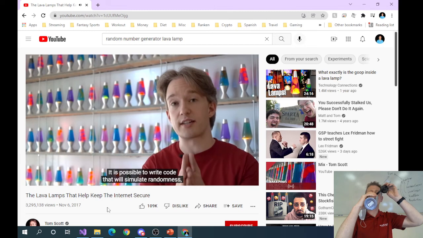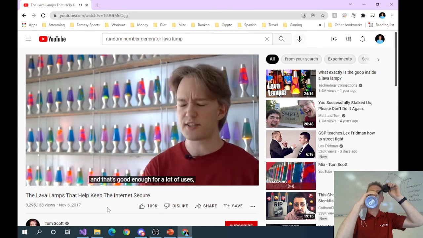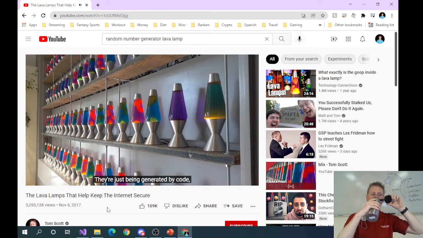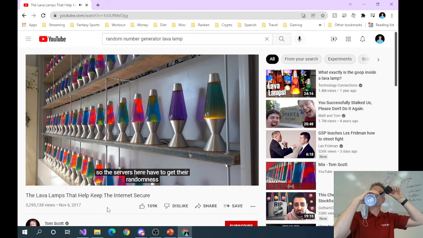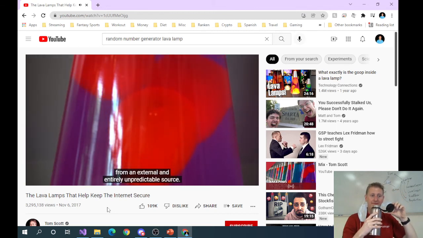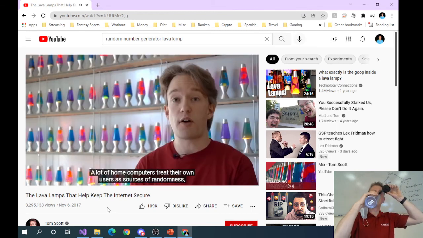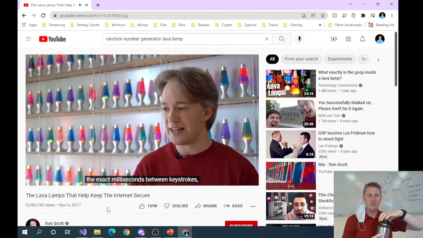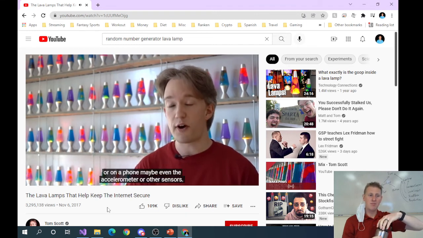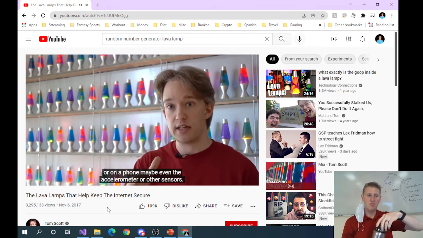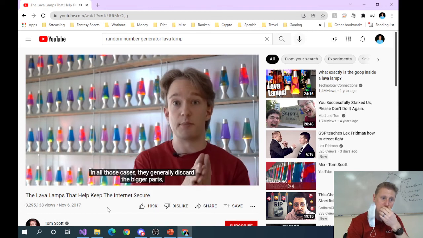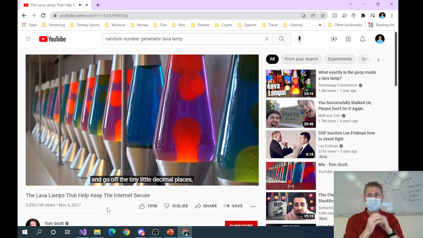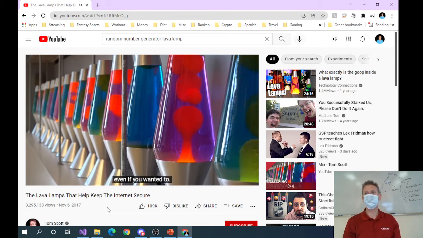It is possible to write code that will simulate randomness, and that's good enough for a lot of users, but in theory, those numbers could be predicted. They're just being generated by code. So the servers here have to get their randomness from an external and entirely unpredictable source. A lot of home computers treat their own users as sources of randomness. Tiny twitches of mouse movements, the exact milliseconds between keystrokes, or on a phone, maybe even the accelerometer or other sensors. In all those cases, they generally discard the bigger parts, the bits that could just be influenced by humans, and go off to tiny little decimal places, the bits that you couldn't control precisely even if you wanted to.